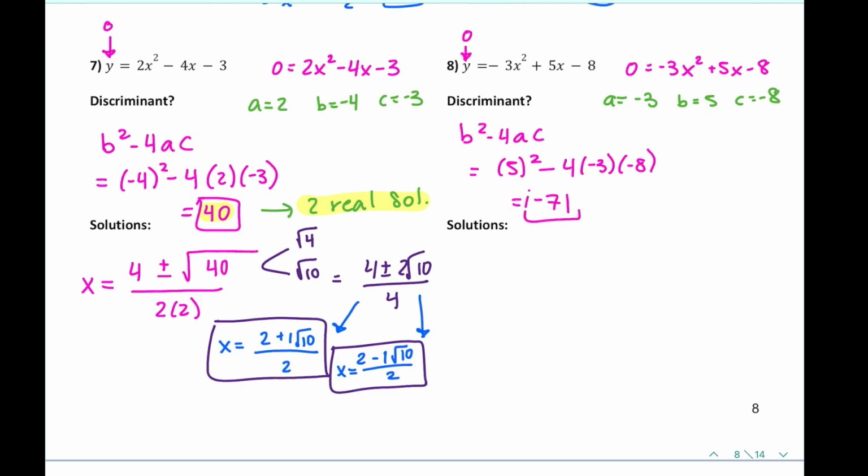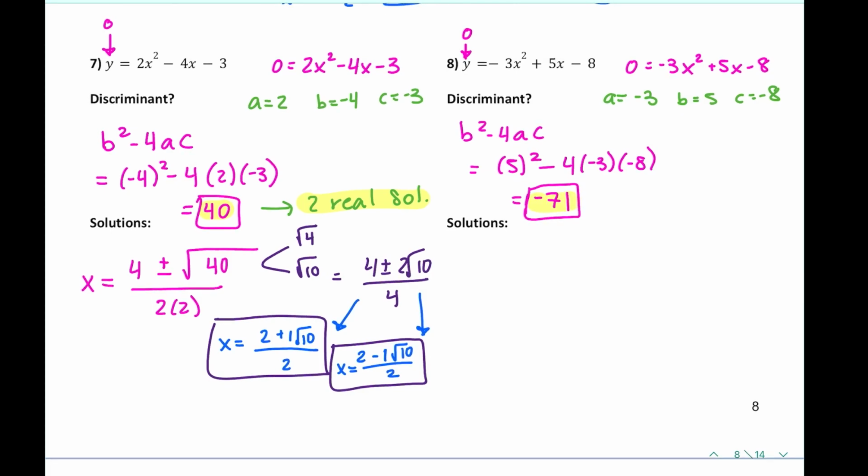Now it's a negative. Yay, because when it's a negative, remember, you just have to say that there are 0 solutions or no real solutions. And so you don't even have to solve because we won't be able to.